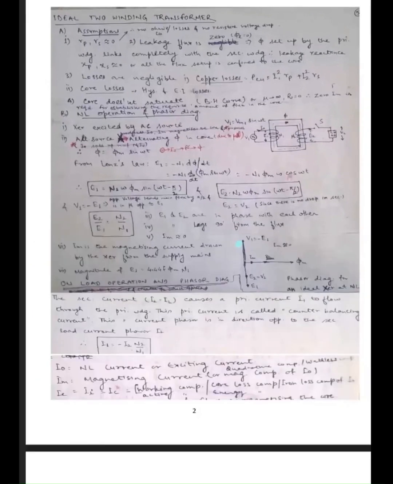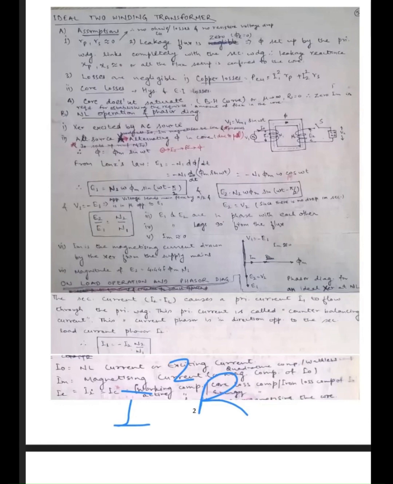So what happens in the conductors? Current flows. Whenever current is flowing, what kind of losses do we have? We have I square R losses, isn't it? So this should be 0 in the ideal transformer, but in a practical transformer, it should be minimum.